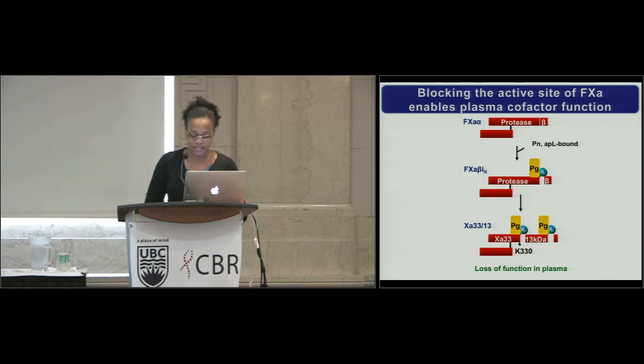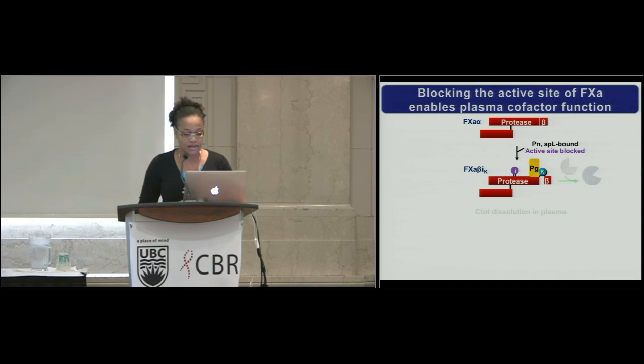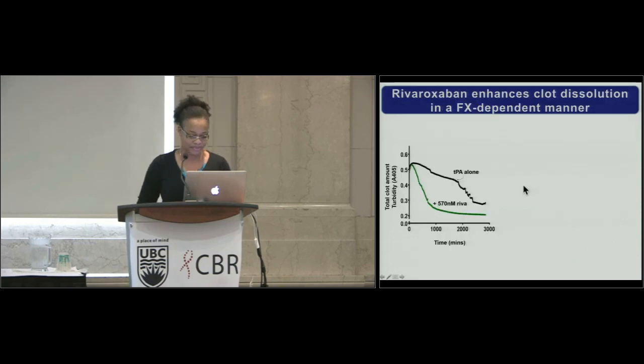And what we found is that by covalently modifying the active site of factor Xa, or blocking its active site, we were able to prevent the generation of Xa-3313 and thus restore the clot dissolving function of factor Xa beta. And so the question was, can rivaroxaban do this same thing? This is because rivaroxaban also binds to the active site of factor Xa beta in a similar manner. And I want to tell you that it does.